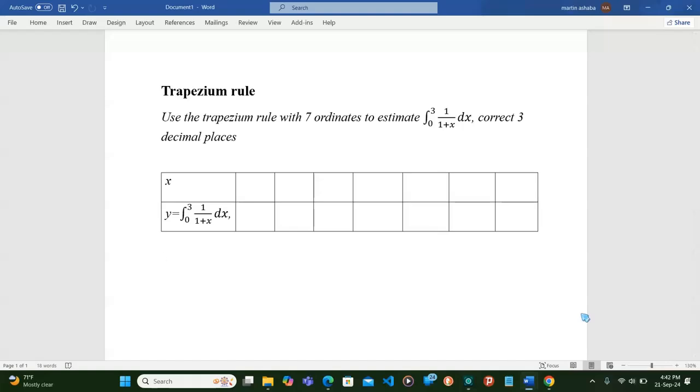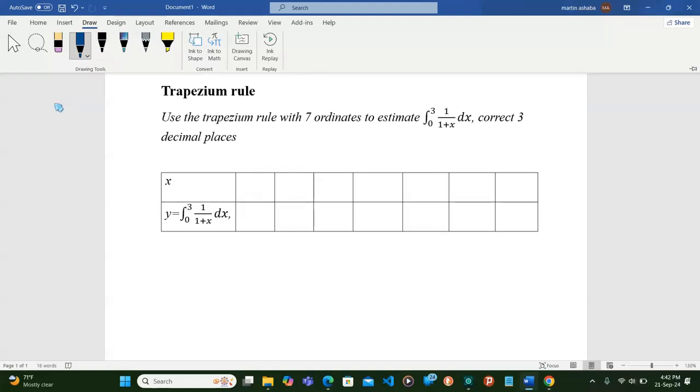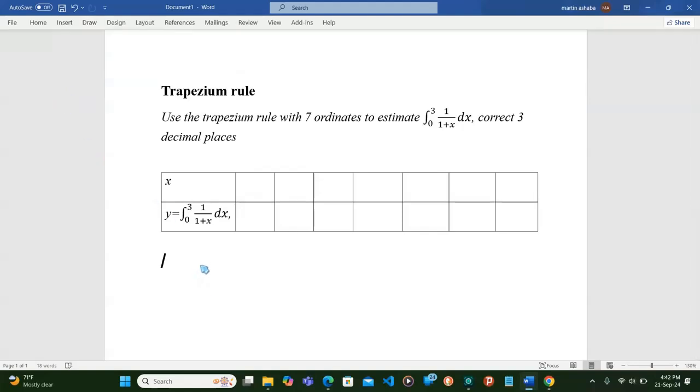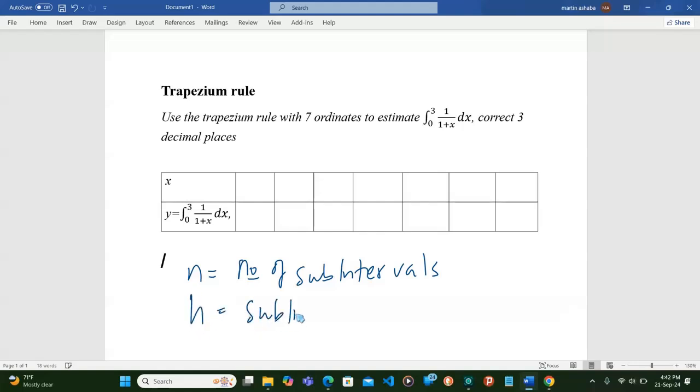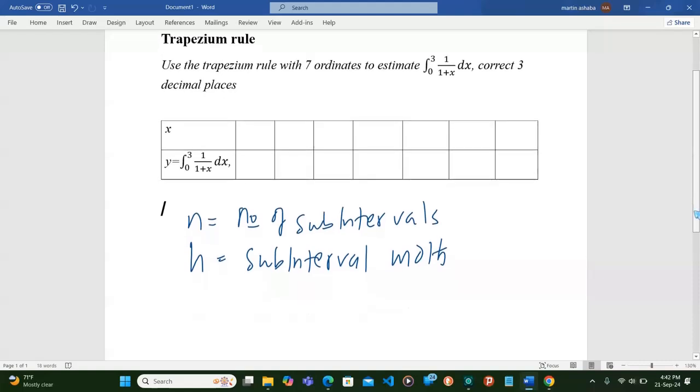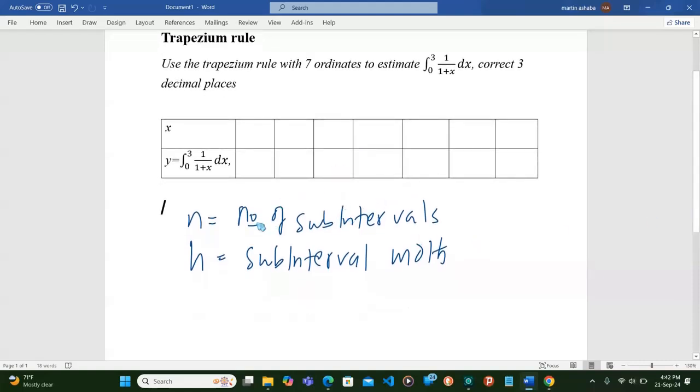First of all, we have to look for the number of sub-intervals. So n is equal to the number of sub-intervals, and we know h is equal to the sub-interval width. So the width of each sub-interval is h. So what do we do?